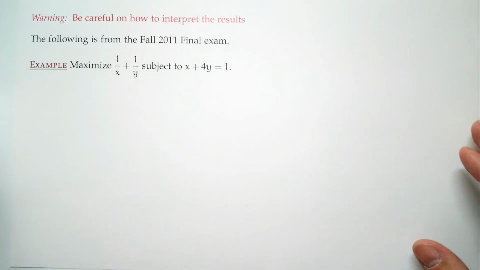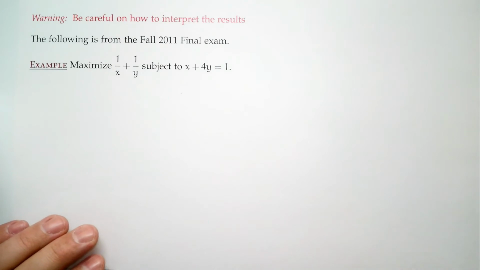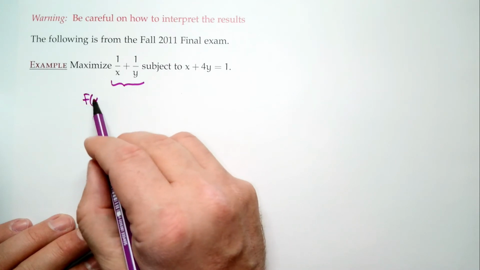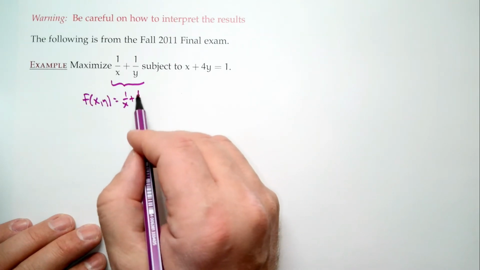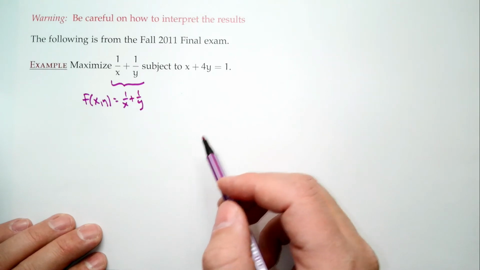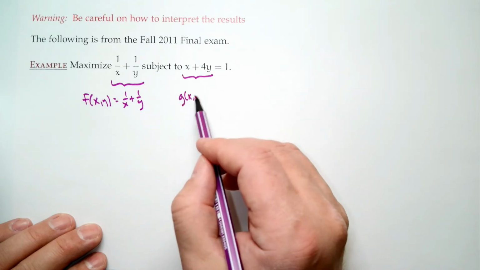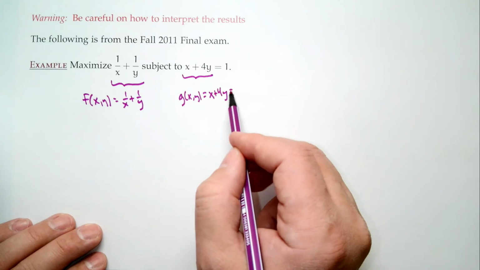So the following is actually from a final exam from 2011. Maximize 1 over x plus 1 over y, subject to x plus 4y equals 1. So, what's our function? Yeah, the part that we're trying to maximize, that's our function. So this is our f of x, y. So that's what we're trying to optimize. What's our constraint? Yeah, the x plus 4y equals 1. So this right here, that's our function g of x, y, which is x plus 4y, which is equal to 1.